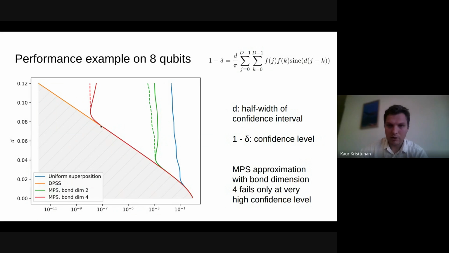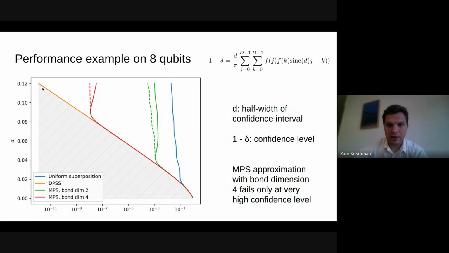Now, this orange line here, this is when you use the DPSS state. And the DPSS state is the optimal state, meaning that you can't do better than that. This is why I've also shaded this area gray, which indicates that there's no state you could pick which would give you a performance like that. You can still get performance over here, but the way you would do it is you would have to increase the control register size. So for 8 qubits, this is the best you can do. That orange line is the optimal.